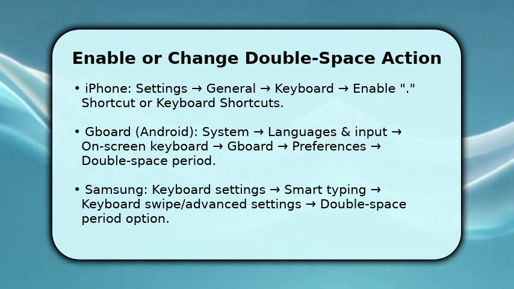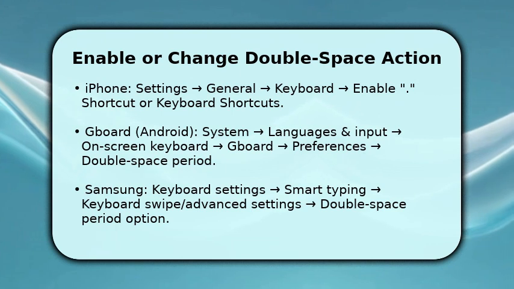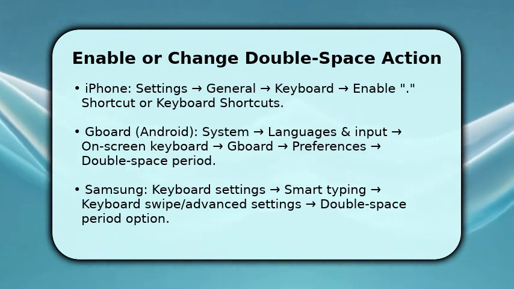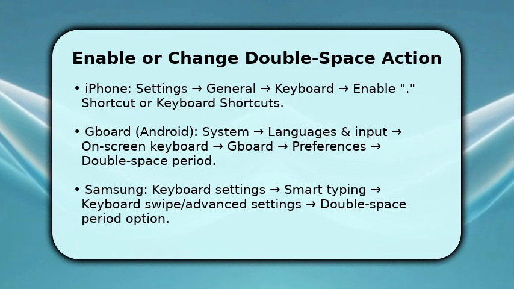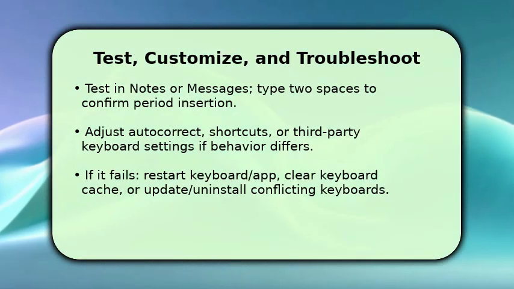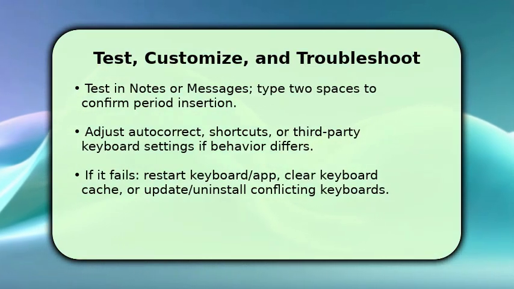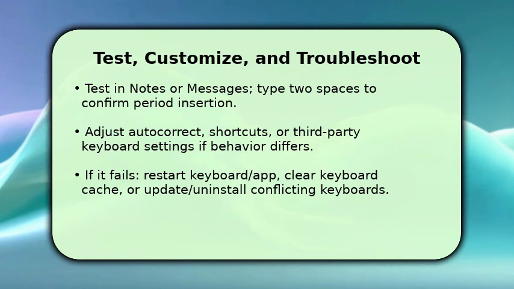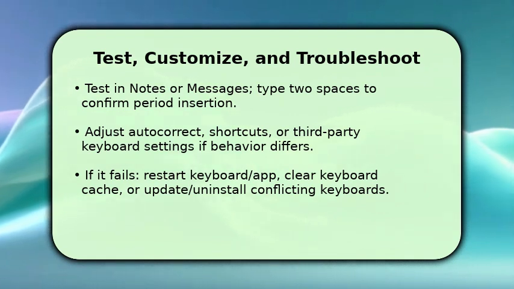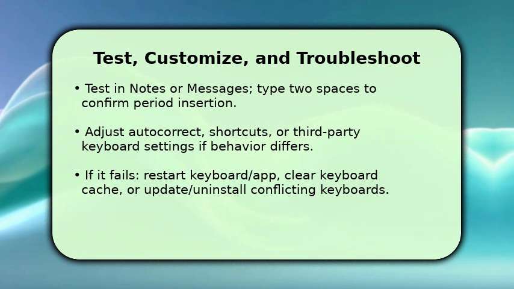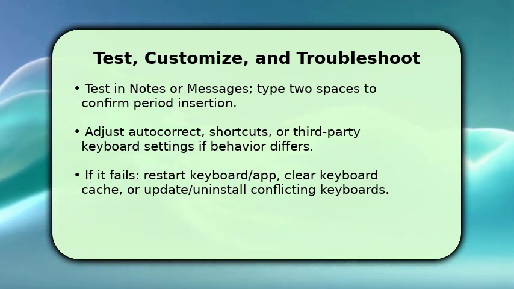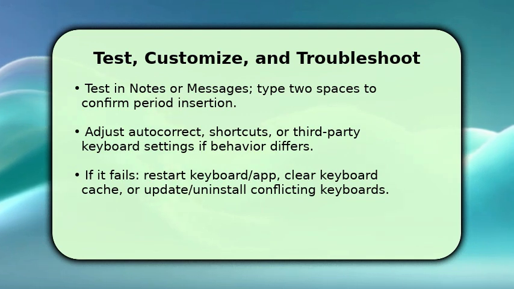Make the toggle change, and if you want alternate behavior, add or edit a keyboard shortcut, so the second space inserts a chosen symbol or text. Finish by testing in Notes, Messages, or any text field. Type a word, then 2 spaces to confirm the period and space appear. If you prefer another action, add a shortcut or change autocorrect rules. Alternatively, switch to a different keyboard app.